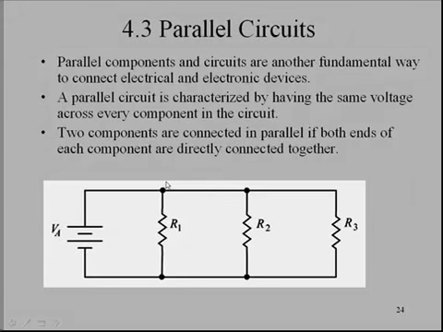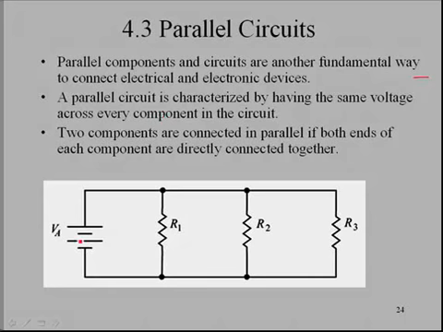When we started Chapter 4, we mentioned that there were 4 basic ways to connect circuits. In 4.3 here, we're going to be looking at parallel circuits, which is the second major method. Parallel components and circuits are another fundamental way to connect electrical and electronic devices. A parallel circuit is characterized by having the same voltage across every component in the circuit.